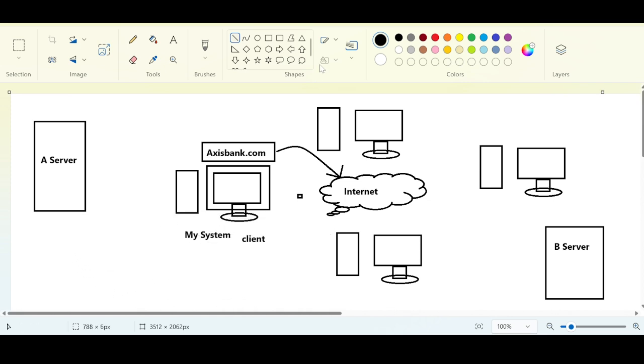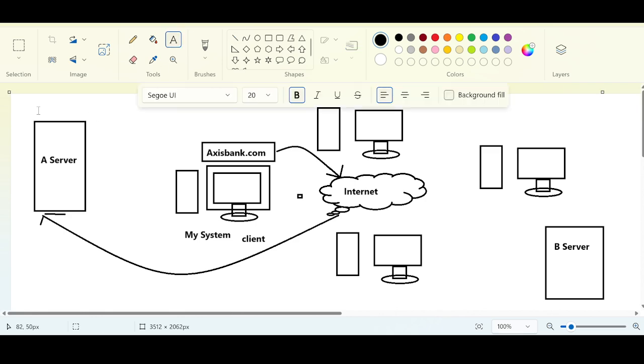The internet will connect to the relevant server to get the response. The server will actually give you the information to launch axisbank.com or whatever you are looking for. Definitely there should be an internet connection and there should be a server so that you will get the things that are actually required.